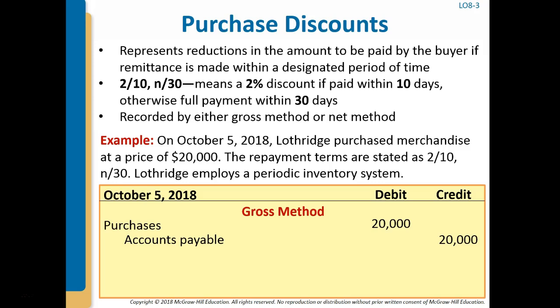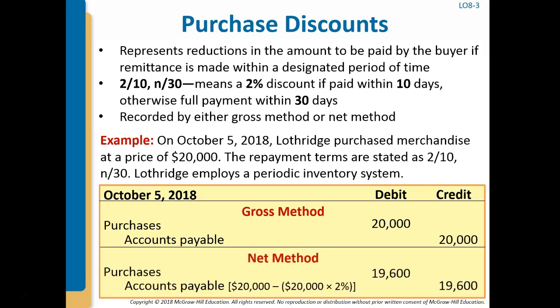Conceptually, the gross method views a discount not taken as part of the cost of inventory. The net method considers the cost of inventory to include the net after discount amount, and any discounts not taken are reported as interest expense. The discount is viewed as compensation to the seller for providing financing to the buyer. The gross method views a discount not taken as part of the cost of inventory. So in this slide, we record purchases for the full amount of $20,000.